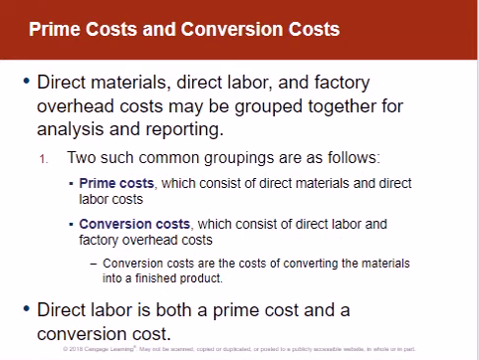Direct materials, direct labor, and factory overhead costs may be grouped together for analysis and reporting. Two such common groupings are prime cost and conversion cost. Prime cost consists of direct materials and direct labor. Conversion cost consists of direct labor and factory overhead. Conversion costs are the cost to convert the materials into a finished product. Direct labor is both a prime cost and a conversion cost.